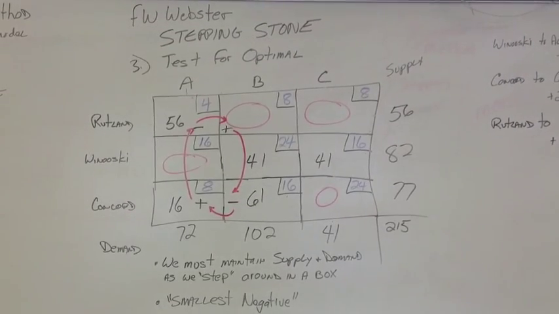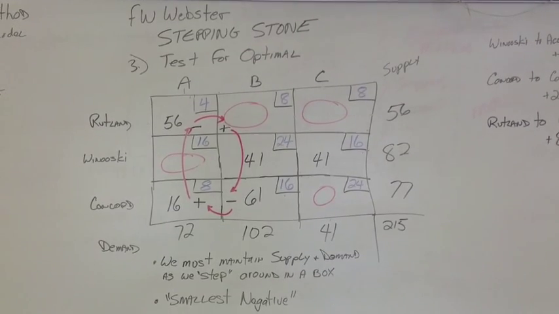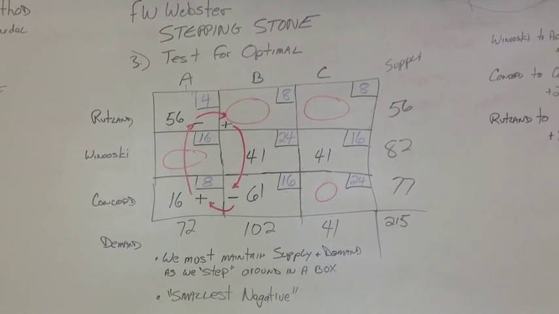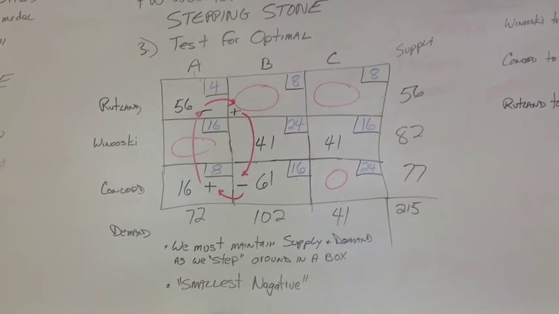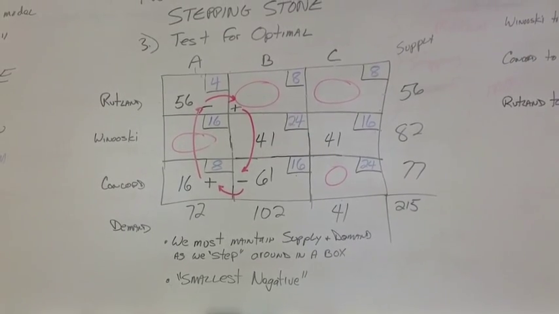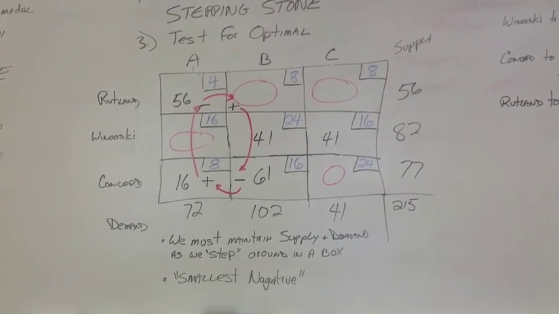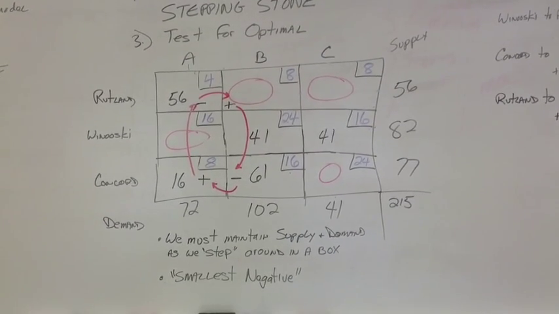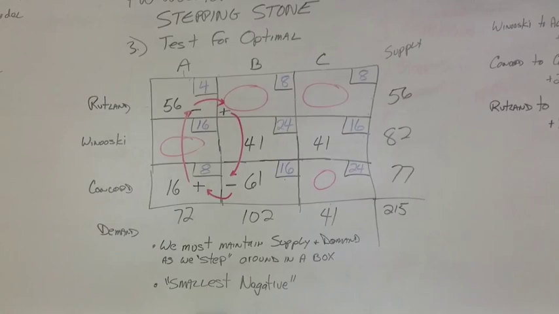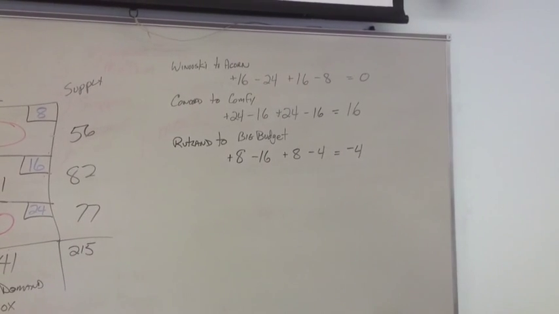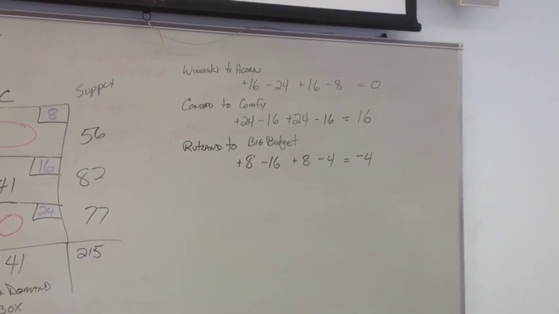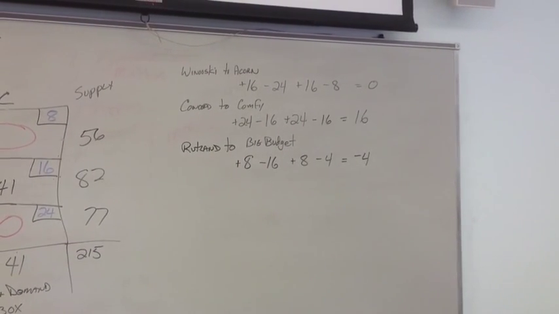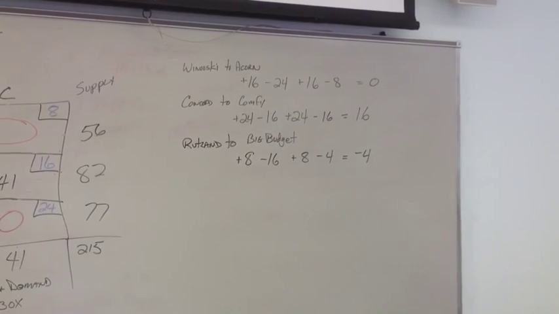Next, we check the cell from Rutland to Big Budget or B. You notice we've done more of a rectangle than a square here. 3 out of the 4 sides have to be occupied cells. Again, same idea. If we move 1 unit into Rutland to Big Budget, we have to take 1 away to satisfy our supply and demand, so we have the box going there. And this is what it would look like with my transportation costs. I add $8 of transportation costs, take away 16, add 8, take away 4. So that gives me a negative $4 of transportation.